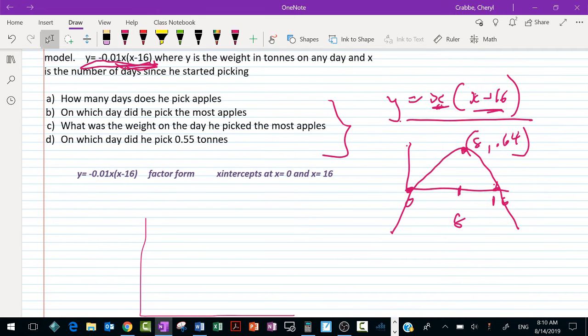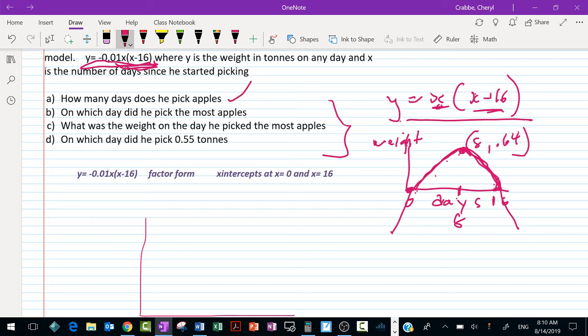So we've got Moore picking apples. He maxes out, so this is weight, right? So this is my weight on the y-axis, and this is days. So it's important that you understand that. So we've got a pretty good sketch of this graph. And then he's picking apples. He maxes out the amount of weight and the amount of apples, and then the apples start sort of falling off because he's picking all the apples.